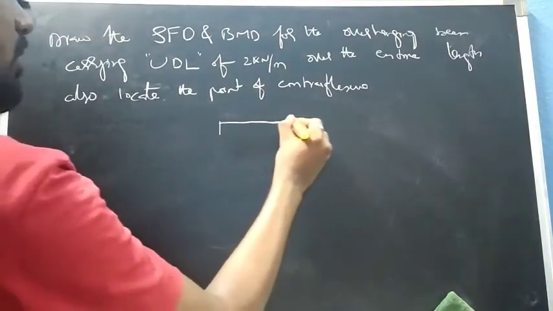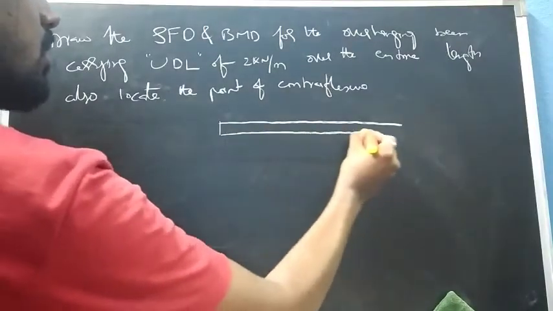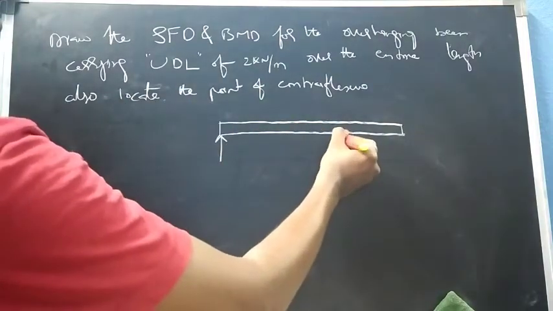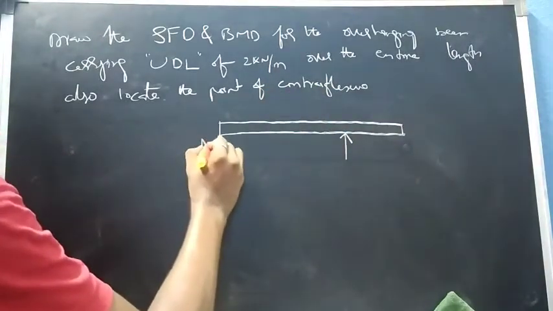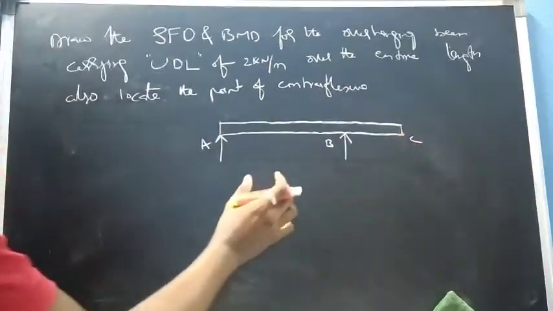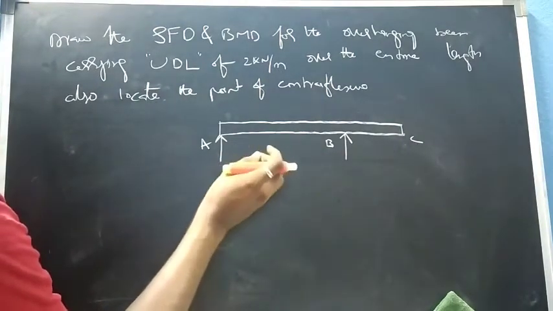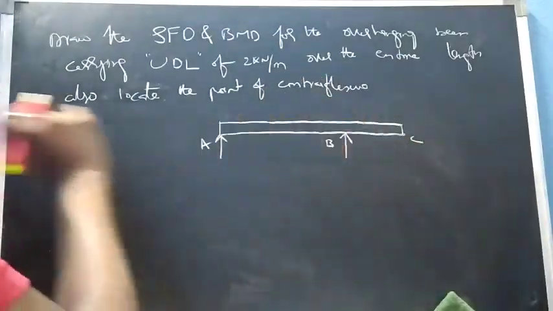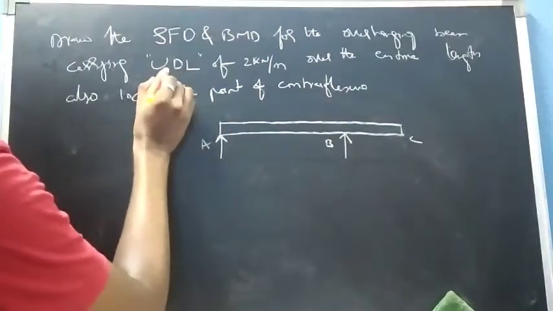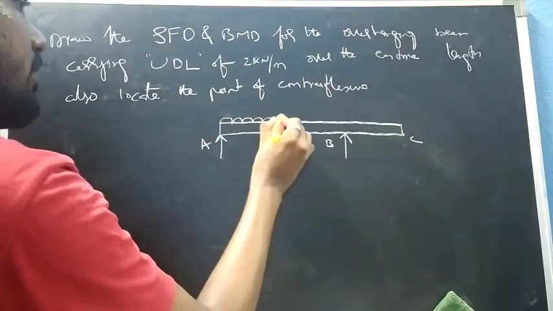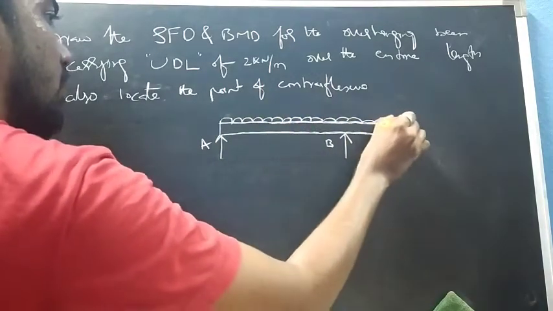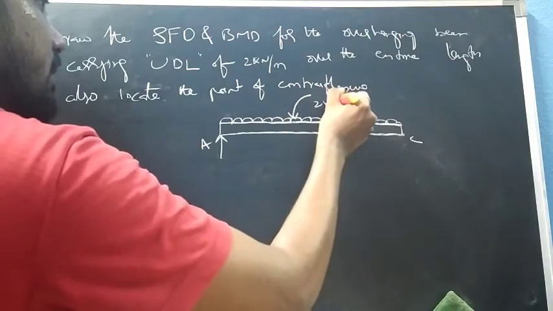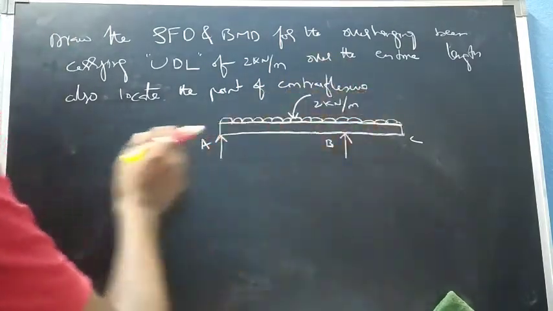So here is a beam. There is a support here and another support here, and there is no support at C. Let's say this is A, B and C. So what kind of overhanging beam is this? In this case, it is a single overhanging beam because it is extended on only one side, right? So it is carrying what kind of load? Uniformly distributed load. So I will try to draw the uniformly distributed load here. With how much load is it acting? It is acting with 2 kilonewton per unit length, that is per meter.